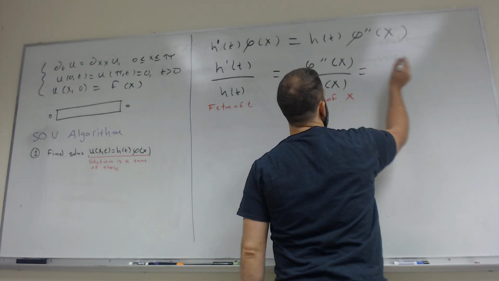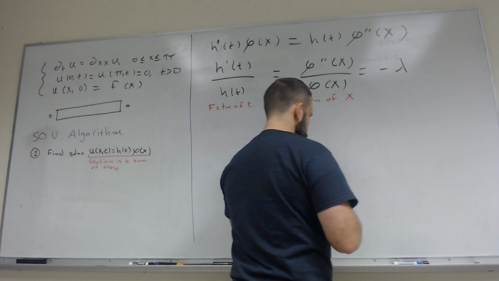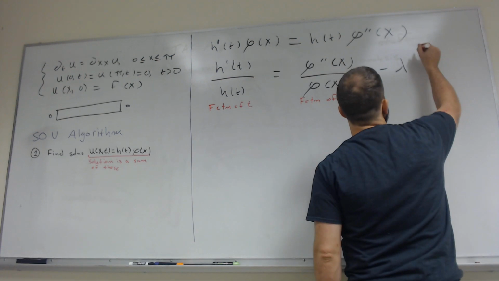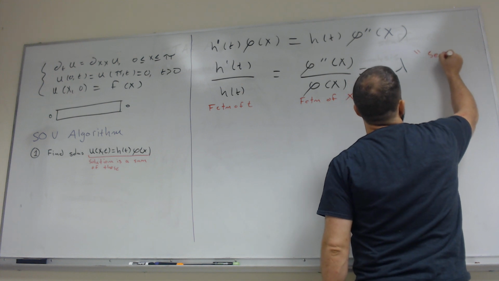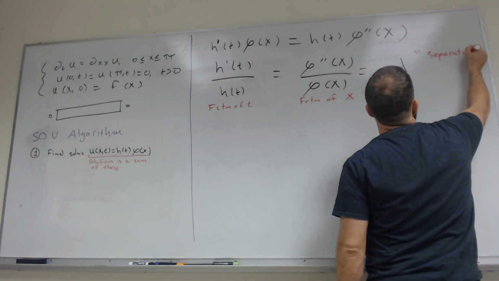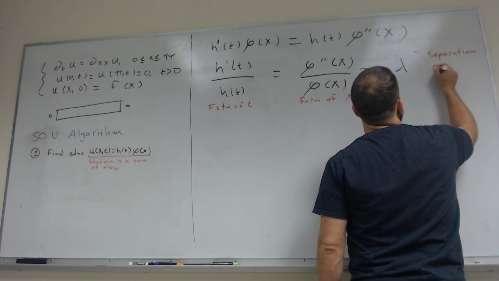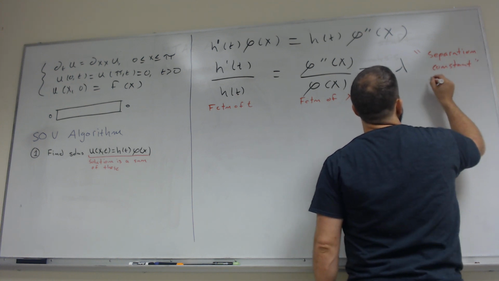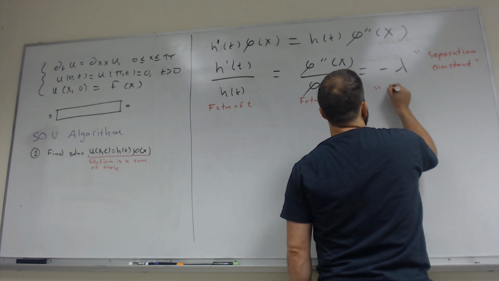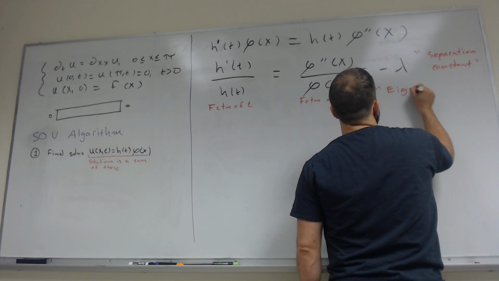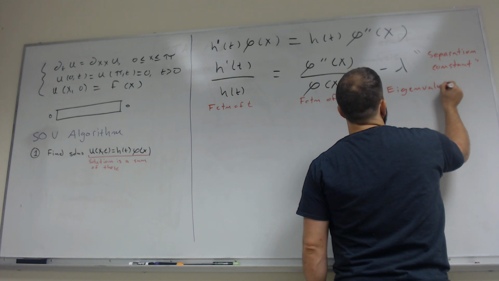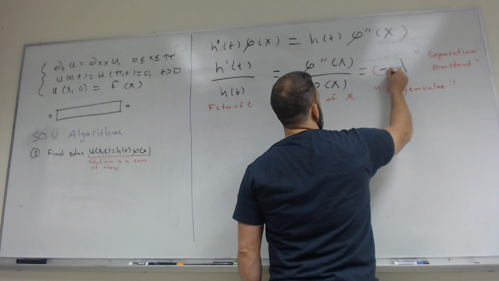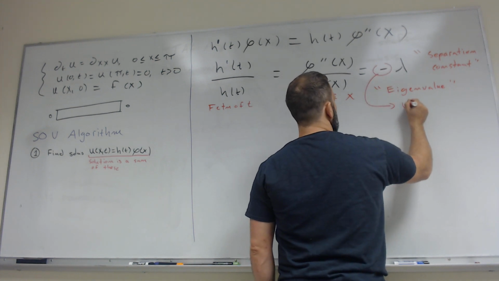And we're going to call this constant minus lambda. This is called the separation constant, though I will never use that term past now. The word that I prefer is eigenvalue, and the minus sign, why is this a minus sign? This will become clear.